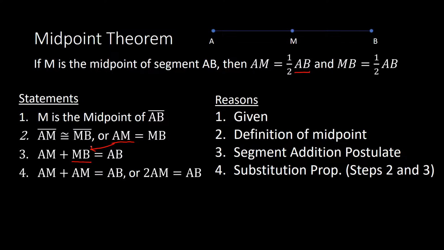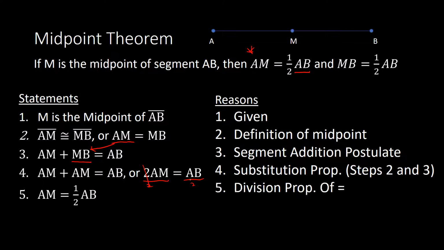And then from here, if we just solve this for AM by dividing both sides by 2, then we have AM equals 1/2 of AB. And notice that is what we were trying to end up proving, that AM equals 1/2 AB. Now the reason for that is because we are dividing both sides by the same thing, which would be the division property. So we're basically done. AM equals 1/2 AB, but then we also had to prove that MB equals 1/2 AB.